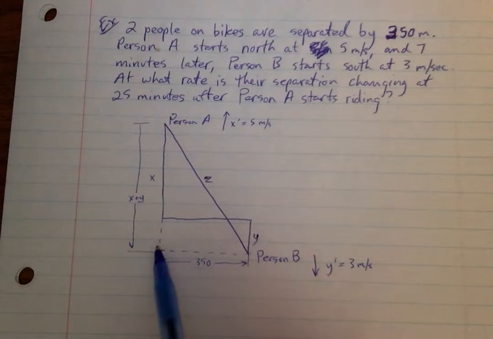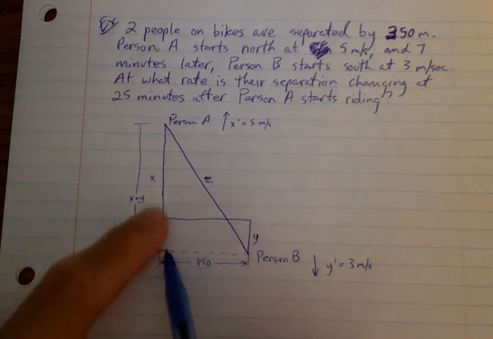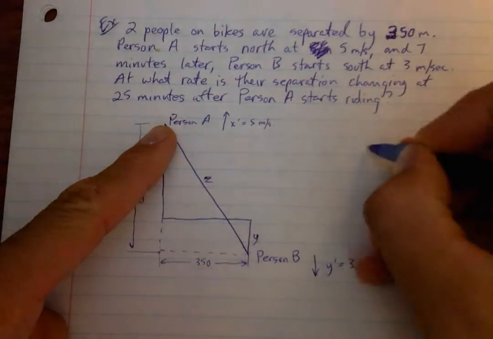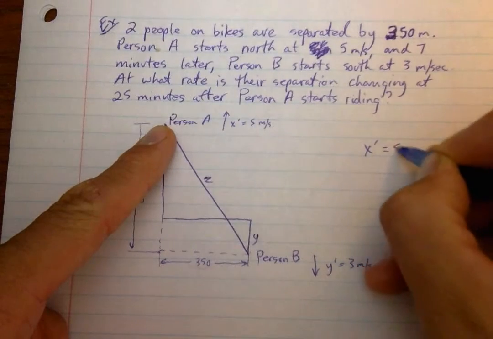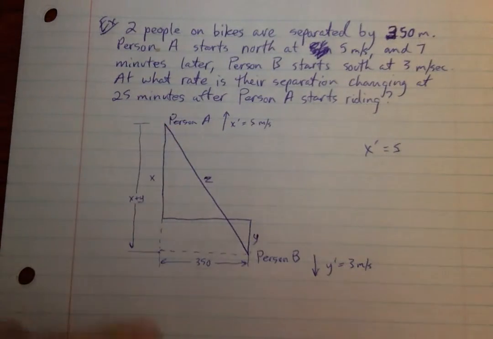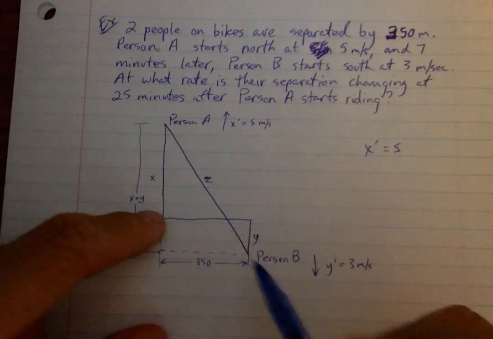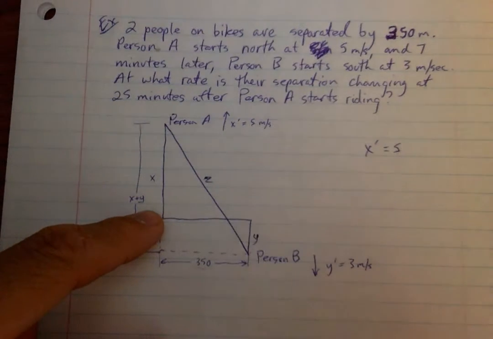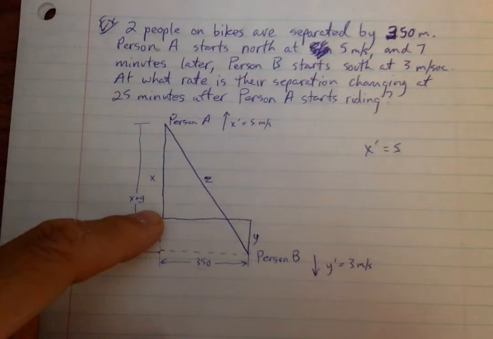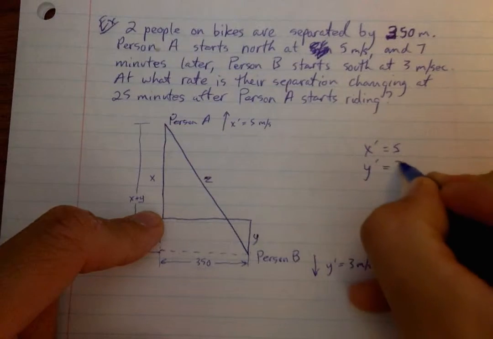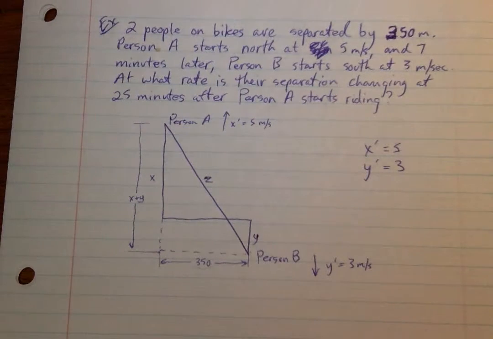And person A starts going north. And he's moving at 5 meters per second. So we know that x prime equals 5. And when he's gone 7 minutes, then person Y starts. He starts going down at 3 meters per second. So at what rate is their separation changing?